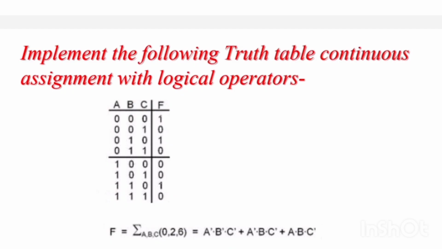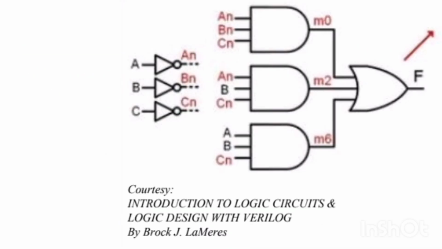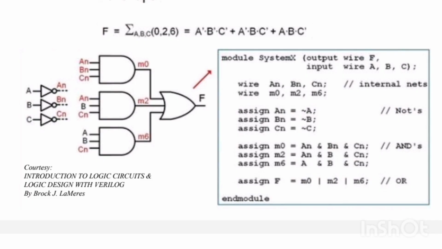So the logic expression is F = A'B'C' + A'BC' + ABC'. The digital logic diagram of the circuit for the expression written here is shown. Let's proceed with the Verilog code. The module name given is system6. Then we have output f.